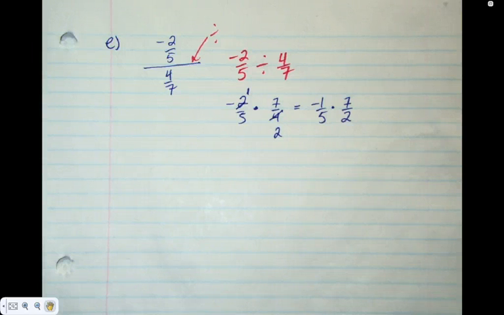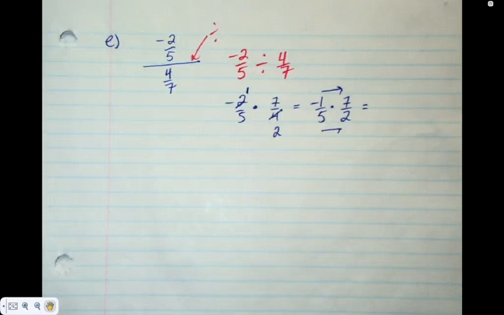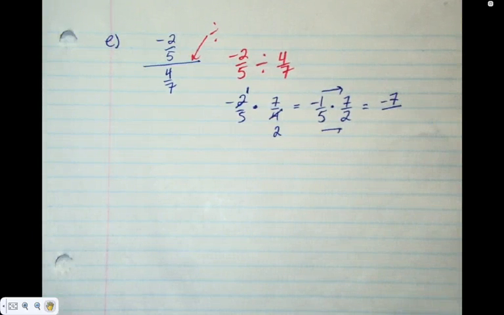Step number 4. Negative 1 times 7? Negative 7. 5 times 2? 10. Reduce? Mixed? Final answer.